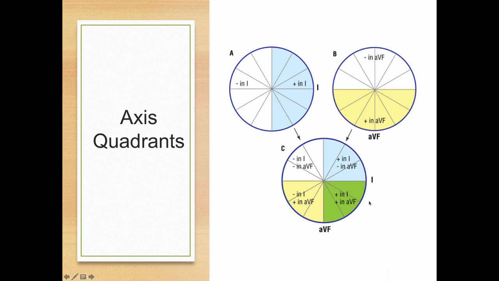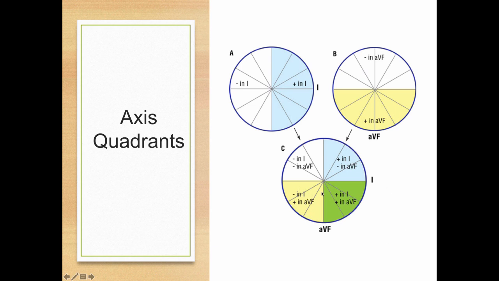So positive lead 1, positive AVF, that's our normal quadrant right down here. That's where it should be. It's where electricity should be flowing. It's down in this direction. Our left axis deviation is going to be right up here. Lead 1 is going to be positive, but AVF is going to be negative. So they should both be positive. If we see a deviation from that, then we've got some axis deviation. In left axis deviation, we got positive in lead 1 and negative in AVF.